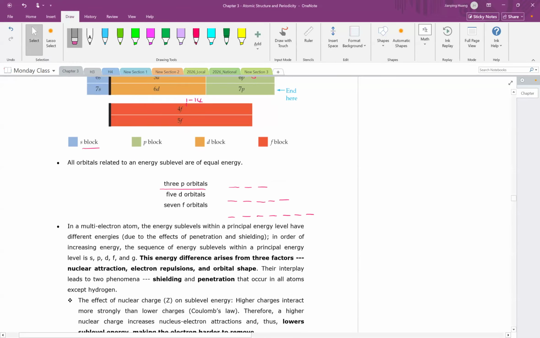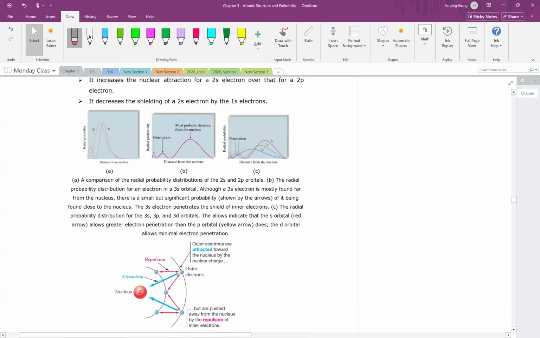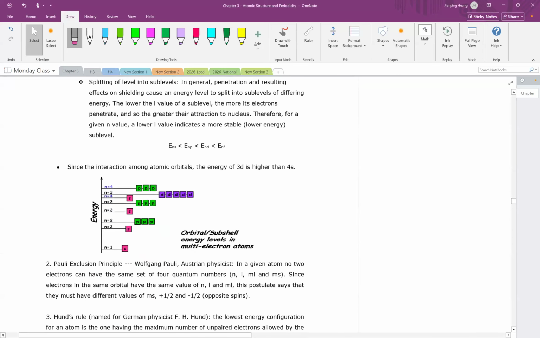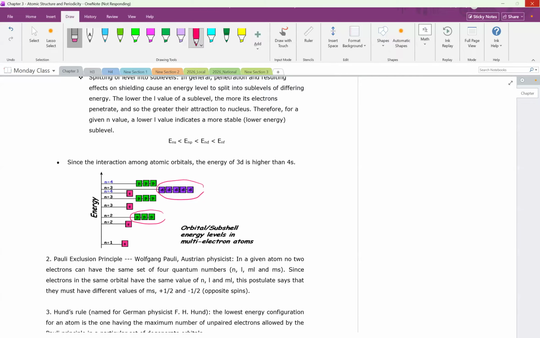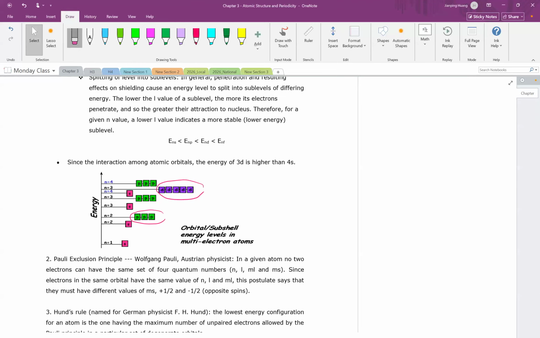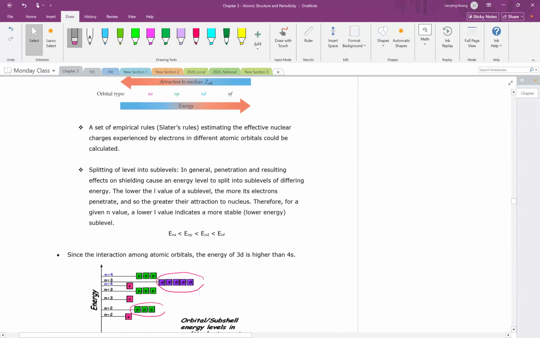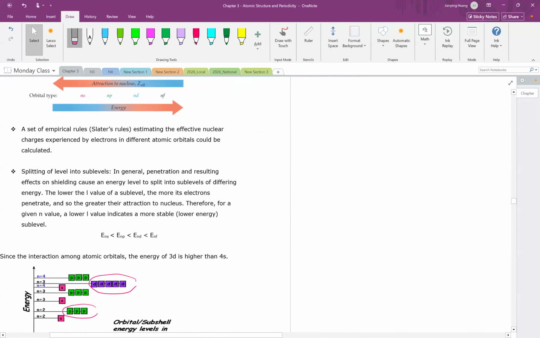So, let's move on. See, in this one, you have a 3p. Here it is 5d. That energy is the same. Now we are going to do some electron configuration. We're going to do a couple of them. So the first one, I want you to take out your periodic table. Take out the periodic table.